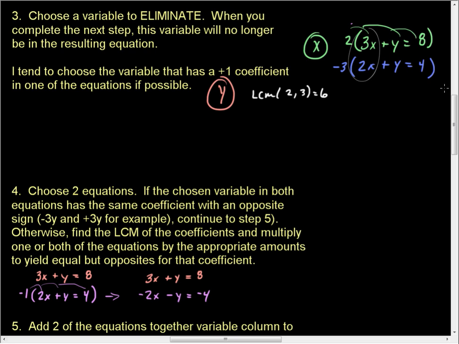If I distribute my 2 across, I get 6x plus 2y equals 16. You're like, whoa, wait a minute. We already had this one. This was what we started with, and then we changed it. Yeah, I know, sometimes that happens. You'll notice the second one, however, doesn't look like its original. It's negative 6x minus 3y equals negative 12. And now we have something that looks a little different. So this is step 4.